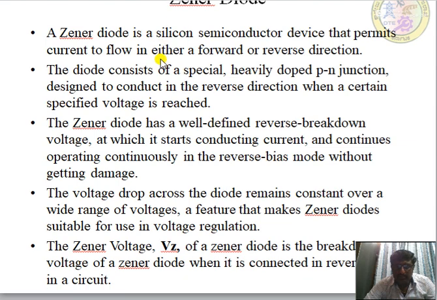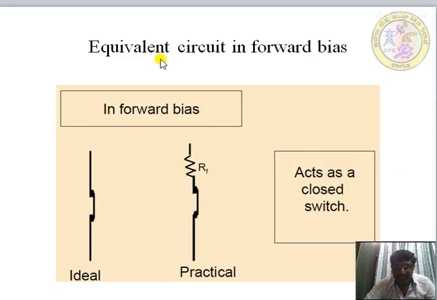Next, the Zener diode equivalent circuit in forward bias. As we know, a Zener diode works in both forward bias as well as reverse bias. This is how the ideal one looks, but in practice we connect it with a resistor, and it acts as a closed switch since it is connected.